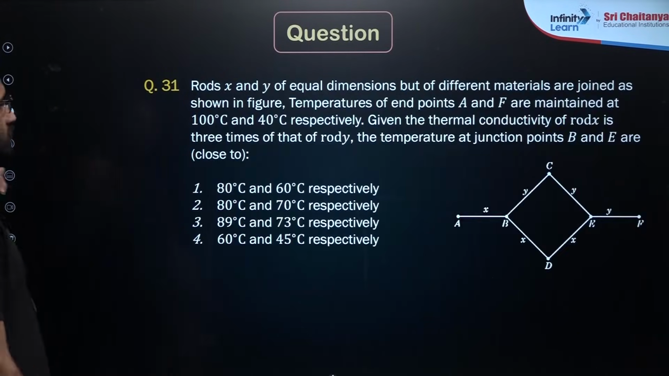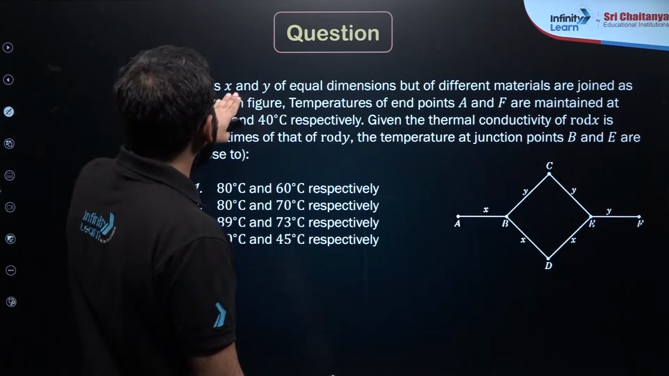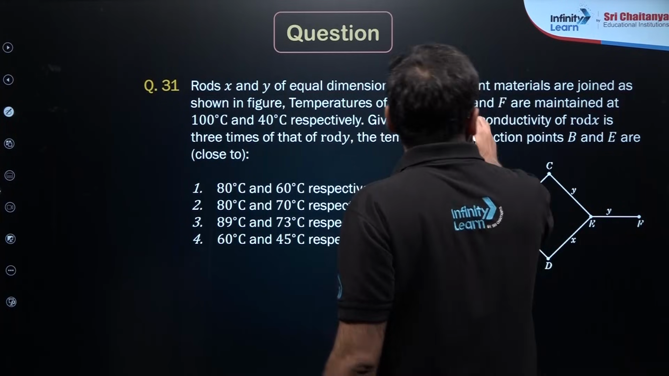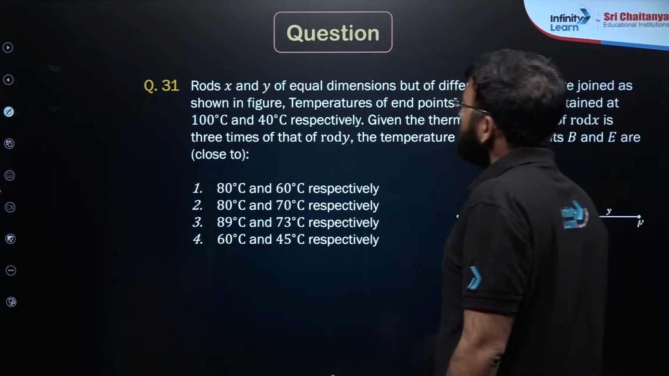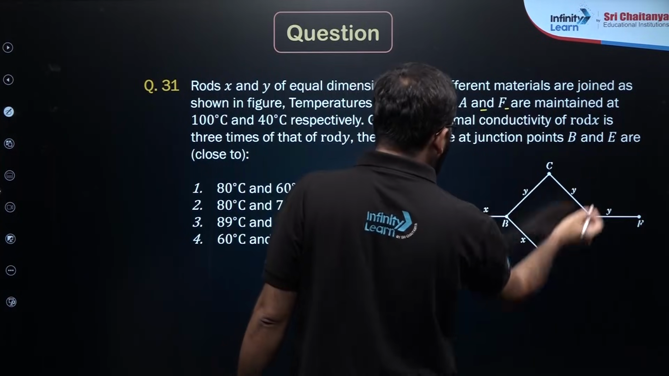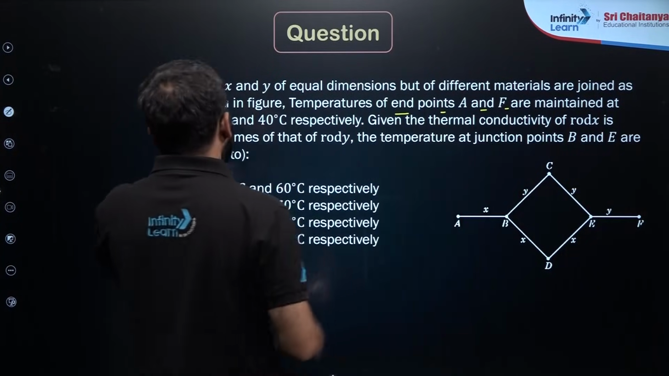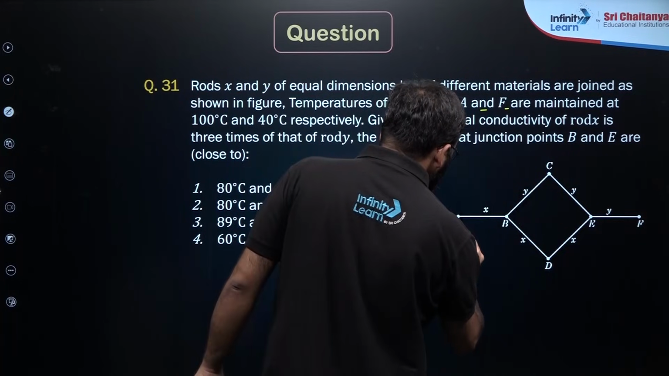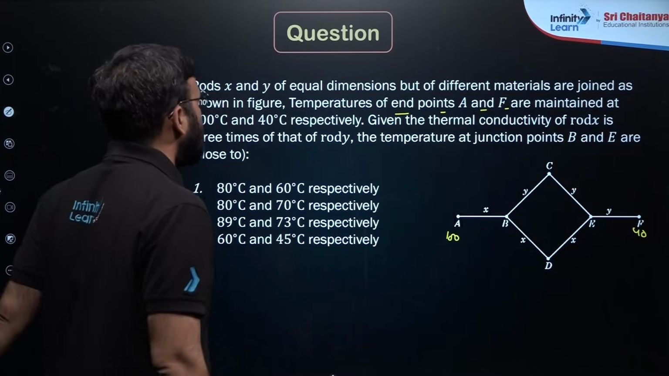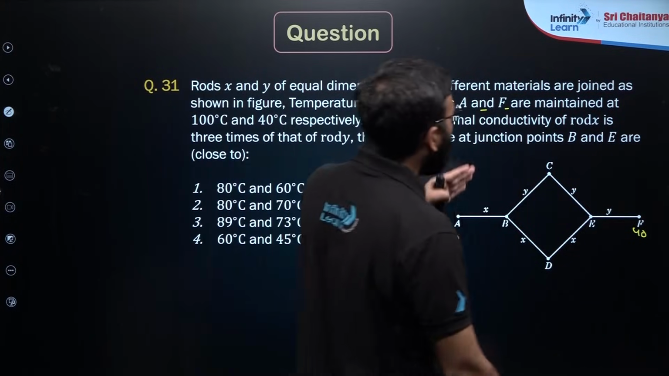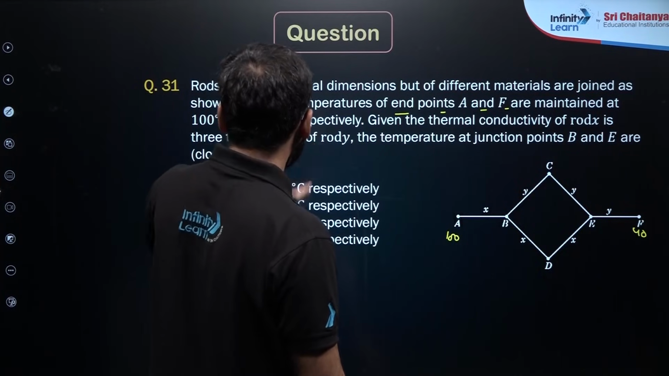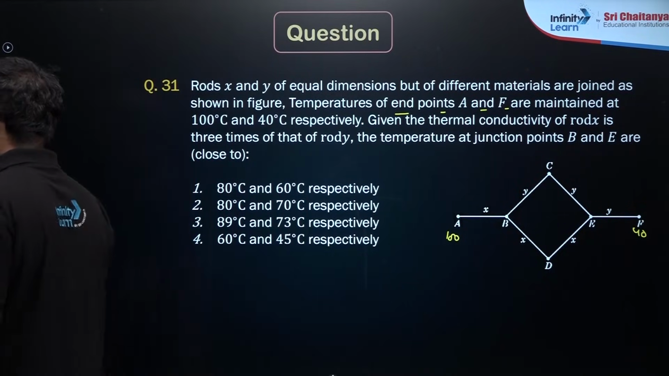Okay beta, next question. This is an important question beta. Rods X and Y of equal dimensions but of different material are joined as shown in the figure. The temperatures of the endpoints A and F are maintained at 100 degrees Celsius and 40 degrees Celsius respectively. So this will be 100 and this will be my 40. Given the thermal conductivity of rod X is 3 times the thermal conductivity of rod Y.